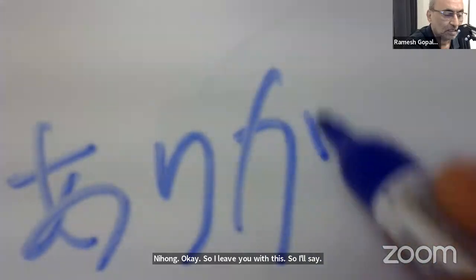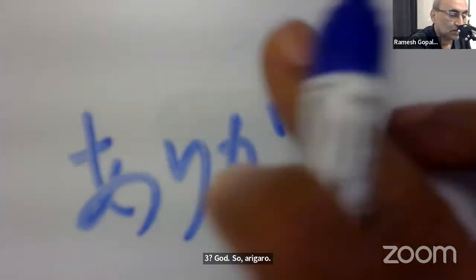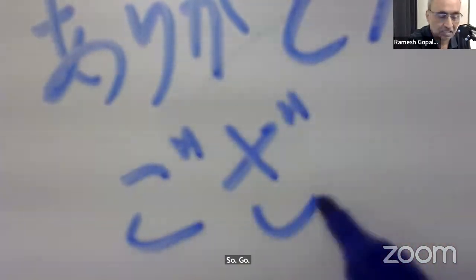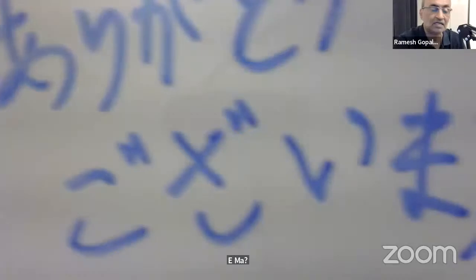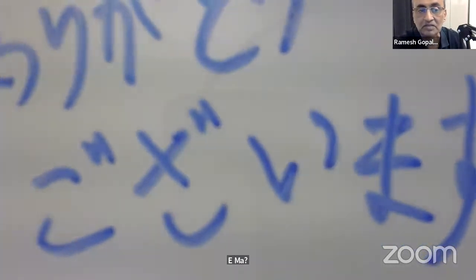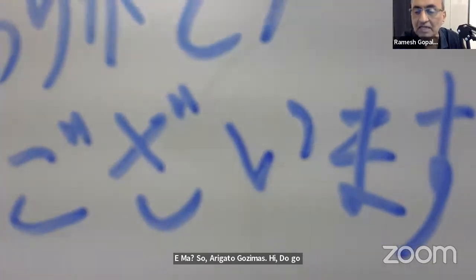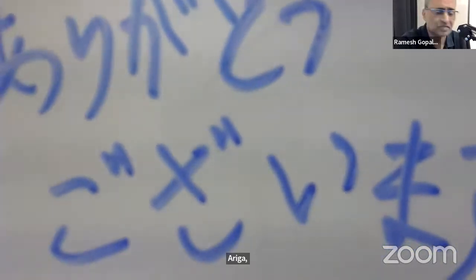So I'll leave you with this. I'll say A, Ri, Ga, To, U. Arigato. A, Ri, Ga, To, Go, Za. See, voiced sound. Go, Za, I, Ma, Su. Arigato gozaimasu.